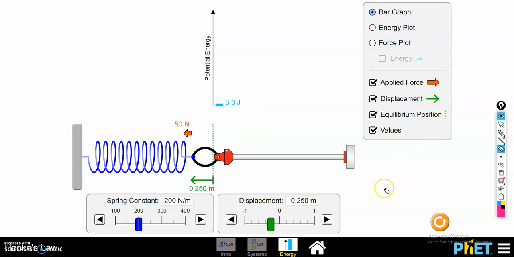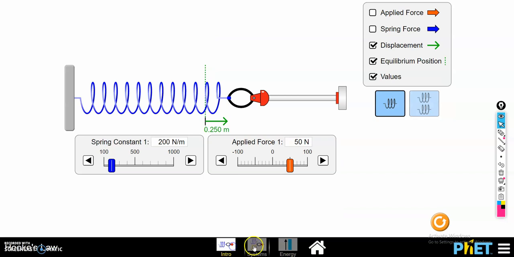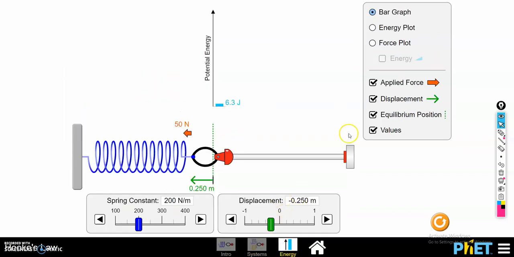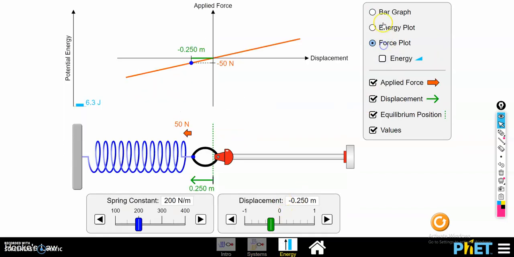So now we're going to flick over to the energy side of the app. You can do that down the bottom here. Intro systems energy is the last one. What we're going to do is turn on the force plot and all of these little toggles.